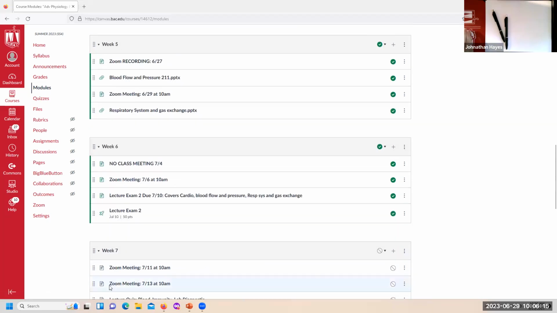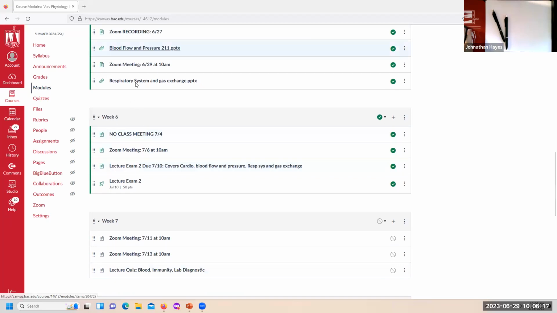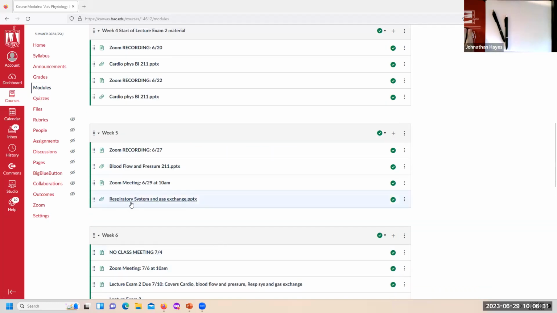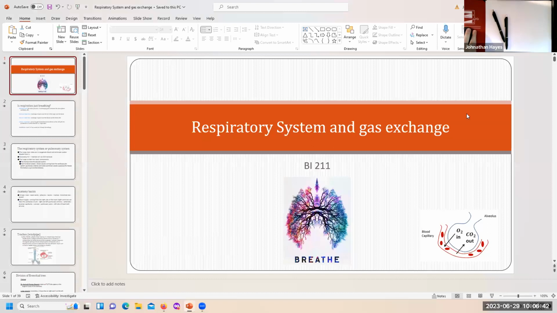So initially this was intended to go with the cardio, and we're going to separate it out, take it separately. So our material ends today for lecture 2 exam, and lecture 2, similar to lecture 1, 50 questions, multiple choice. So same format, but I've already got my respiratory system and gas exchange PowerPoint open. So I'm just going to switch screens, which leads us to this, minimize that.